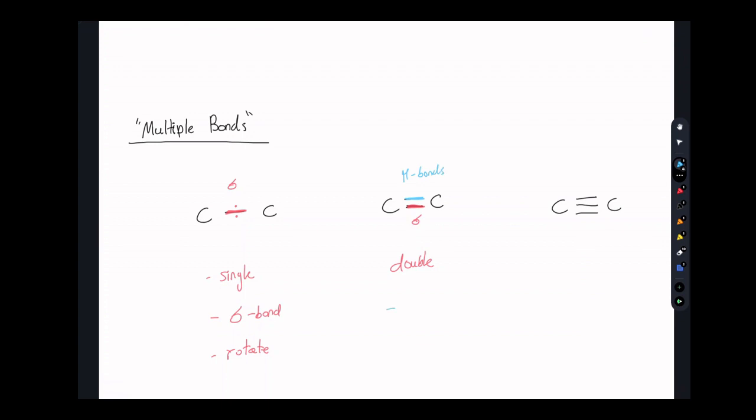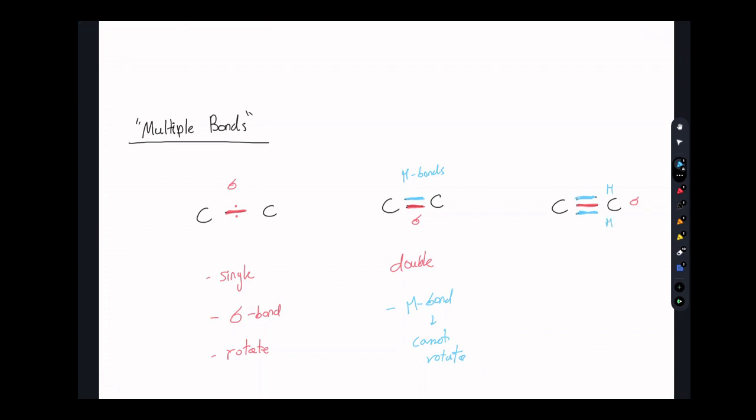Right? The main thing to know about them is that a pi bond cannot rotate. We'll discuss why in more detail once we talk about hybridization. The same trend occurs with the carbon triple bond. We have one underlying sigma bond and now two pi bonds.